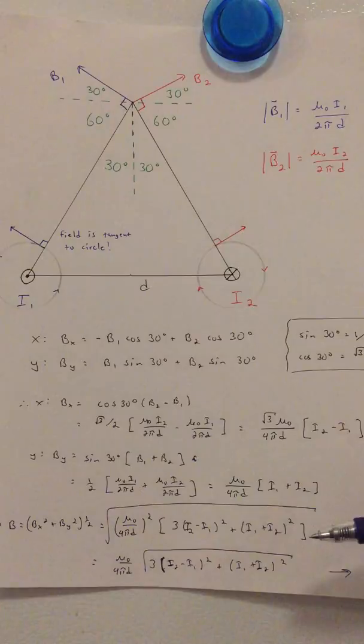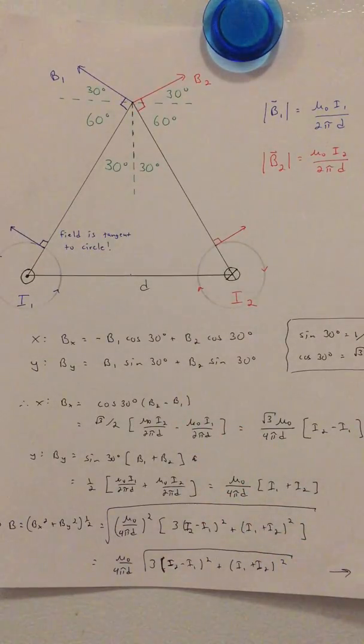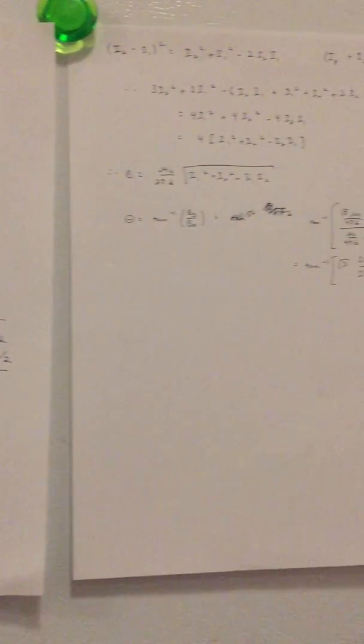Here, this is the magnitude then of the total magnetic field. You can run through the algebra here yourself. The next step, I'm just factoring out, taking μ0 over 4πd, taking a square root of that quantity and getting it outside the radical. Once I can proceed there.